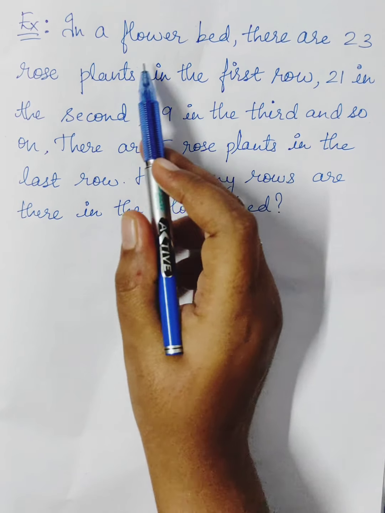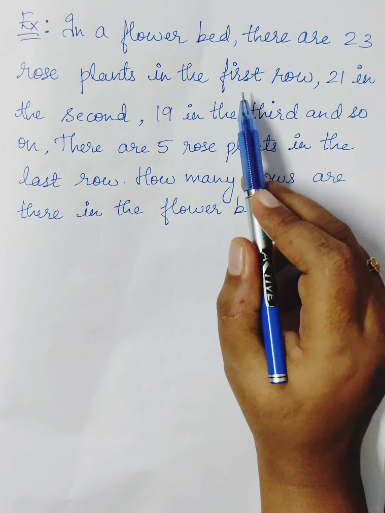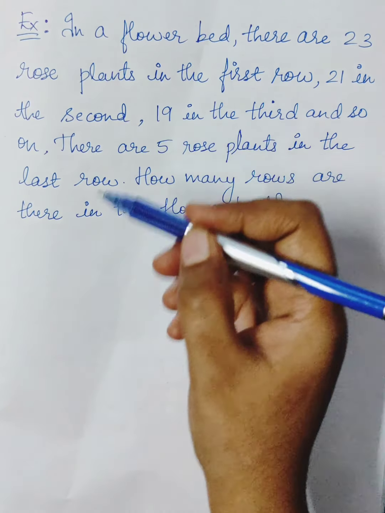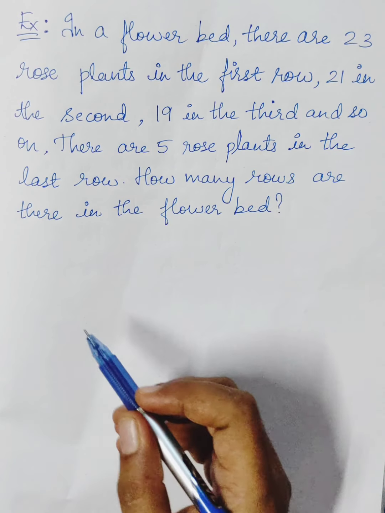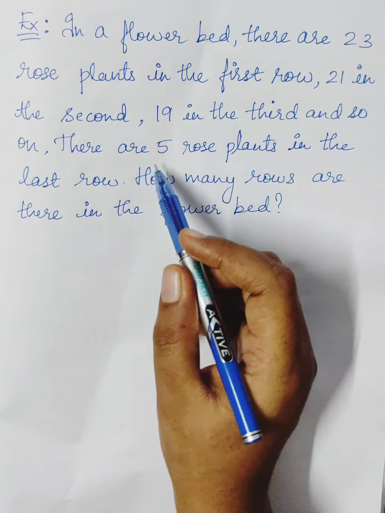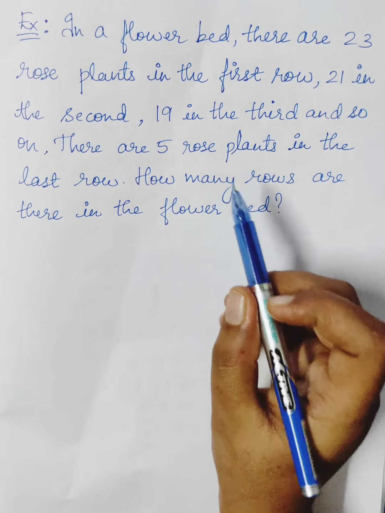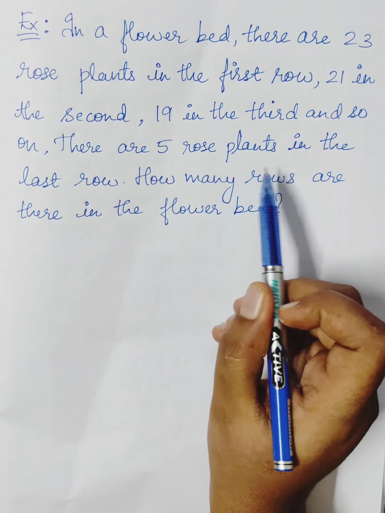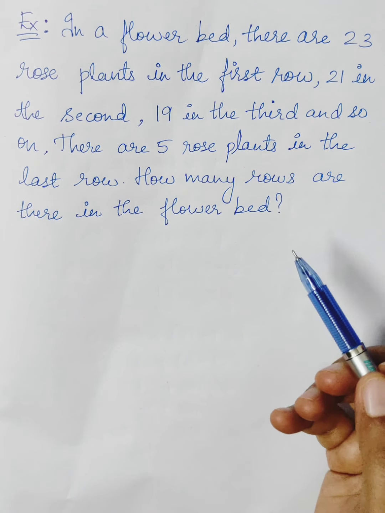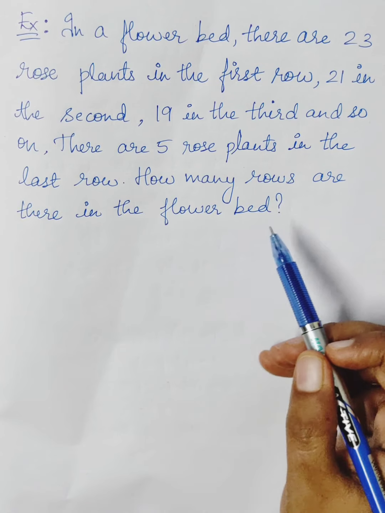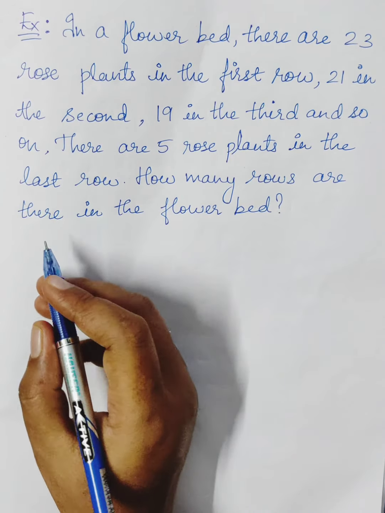Okay. So in a flower bed there are 23 rose plants. So the first row has 23 rose plants present. In the second row 21 are present. In the third row 19 are present. They have said there are 5 rose plants in the last row, but we don't know exactly how many rows are there in the flower bed. We need to find that. So let me start the solution.